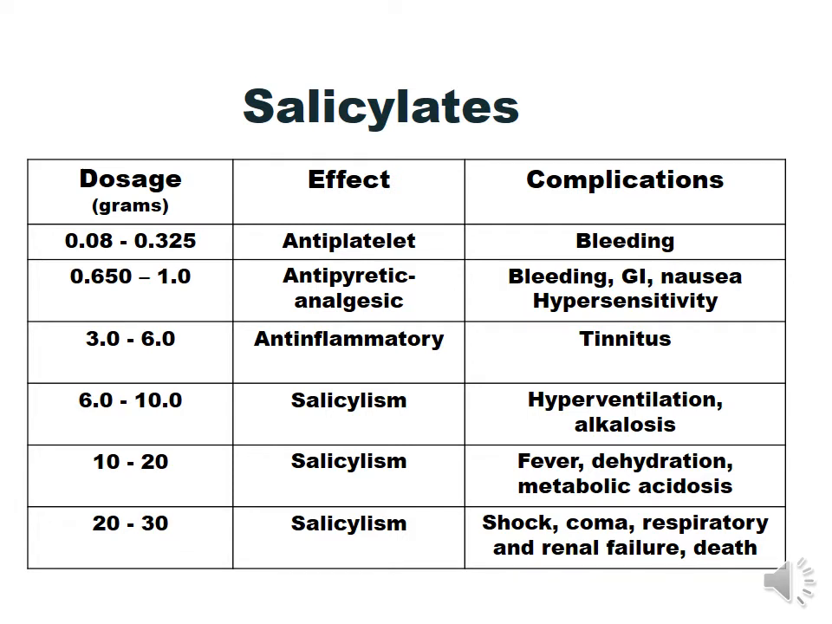When you start to get to higher doses, something like 650 milligrams up to a gram, this is where you're going to see more of the antipyretic and the analgesic activity. So this is where a lot of your dosing sits if I was taking it for headache or for fever. Obviously, you still have the bleeding risk because those platelets are still going to be inhibited, but you can also end up seeing some other issues as well.